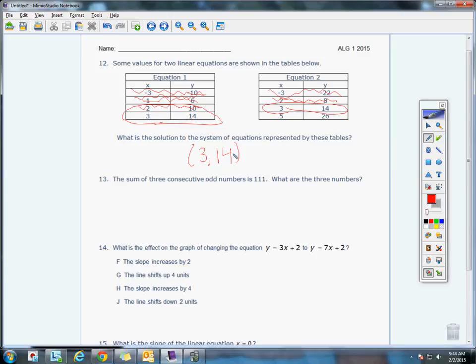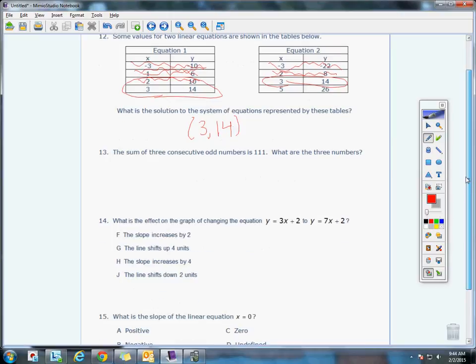All right. Number 13. The sum of three consecutive odd numbers is 111. What are the three numbers? This is where you're going to do x's and numbers and your total sum. Remember the pattern goes x, x plus 2, and x plus 4. So whenever we add all this stuff up, you have 3x, and 2 plus 4 is 6. Put your equal sign. Here's your numbers. It tells you the sum of all these numbers is 111. So we have 3x plus 6 is equal to 111.